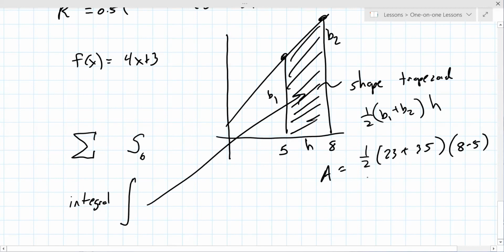Sometimes they give it to you. They say it's a circle, and you're supposed to remember how to find the area of a circle, pi r squared. But sometimes it's only a quarter circle, so you have to take a quarter of it, or half.